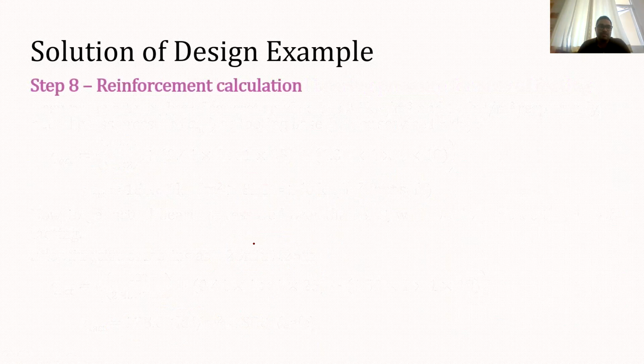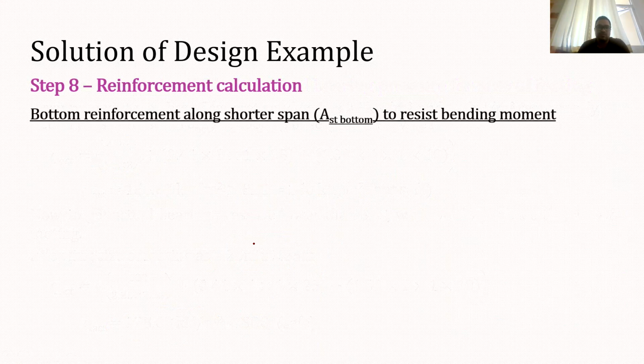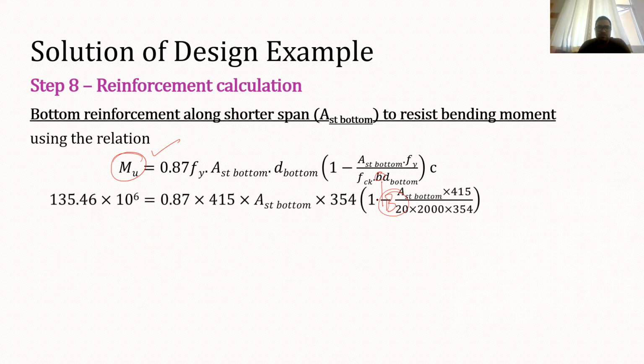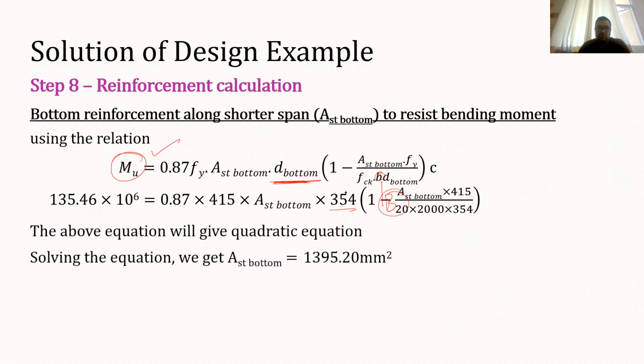Now moving to the next step, here we will find out the reinforcement. Reinforcement will be along both the sides of the footing. So first we will calculate the bottom reinforcement. For bottom reinforcement, using this relation, we know already the bending moment. We know all the values already. Here small b will actually be capital B, which is the width of footing. So here we will put D bottom, which is 354.